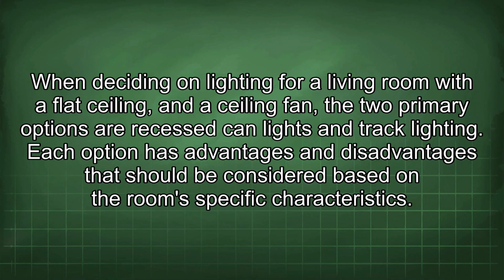When deciding on lighting for a living room with a flat ceiling and a ceiling fan, the two primary options are recessed can lights and track lighting. Each option has advantages and disadvantages that should be considered based on the room's specific characteristics.